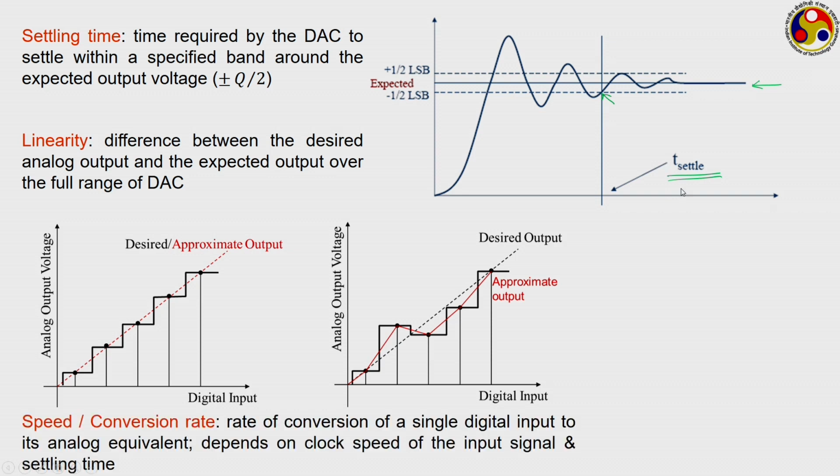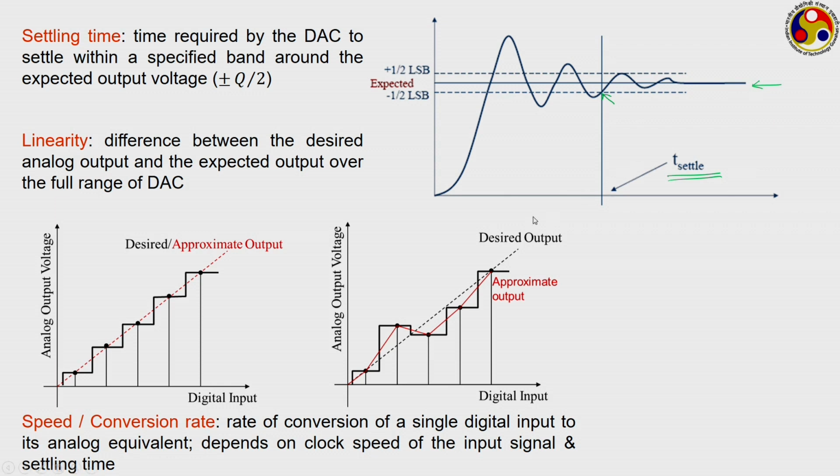This can lead to a severe amount of error in the final reading. And the speed or conversion rate is always of importance, which refers to the rate at which the digital input gets converted to the analog output. It depends on the clock of the input signal itself and also the settling time. The larger the settling time, the more definitely it will give you a reading within a lesser period of time, but again that affects the accuracy.